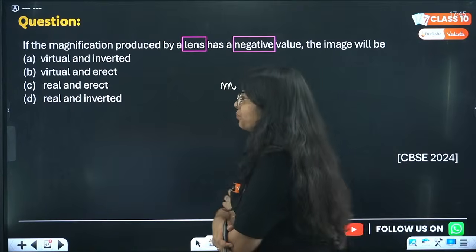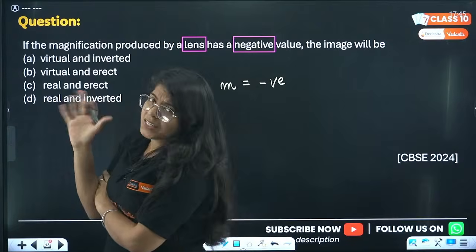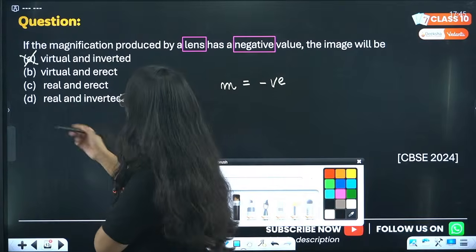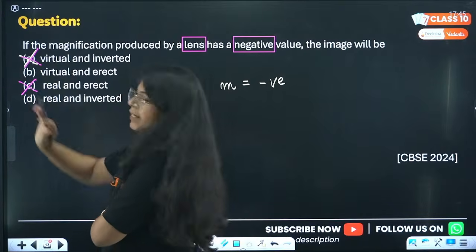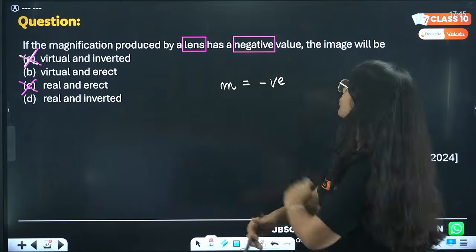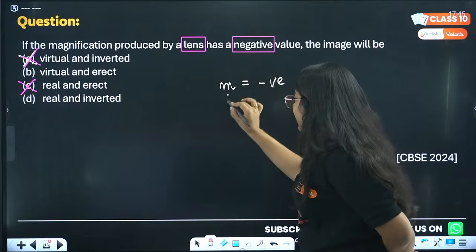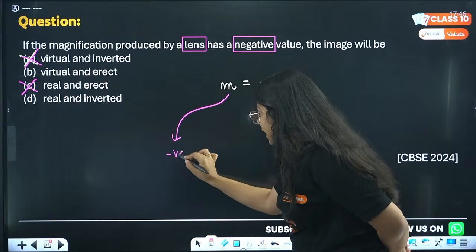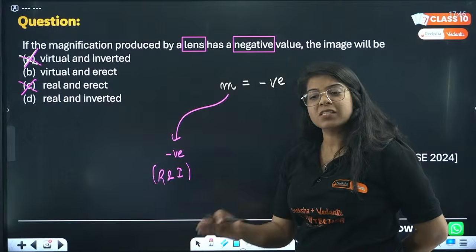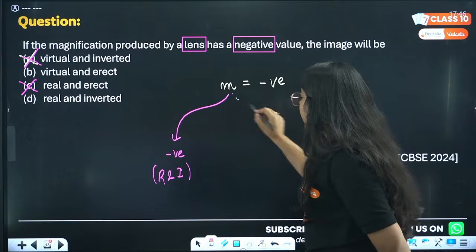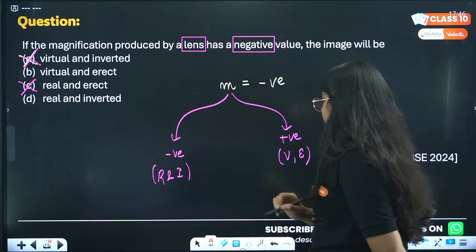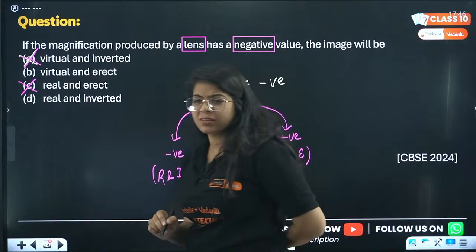Great. Now see, first of all, virtual and inverted is not a thing, so A cannot be the answer. Real and erect is not a thing, so C cannot be the answer. It's either B or D, that's for sure. Now beta, this is very important and you have to see this very carefully. Whenever magnification is negative, the image is always real and inverted, be it for lens, be it for mirrors. And if the magnification is positive, the image is always virtual and erect.